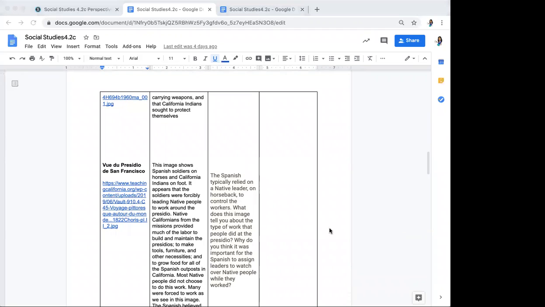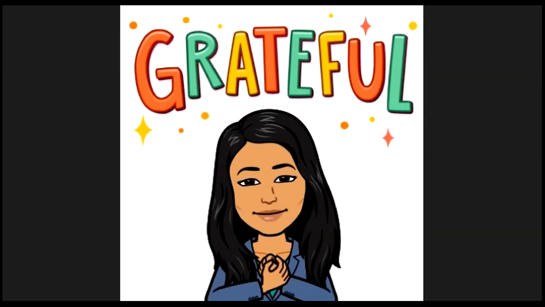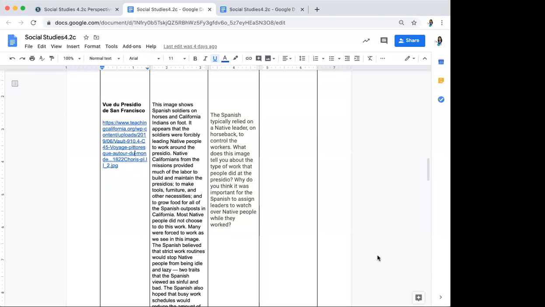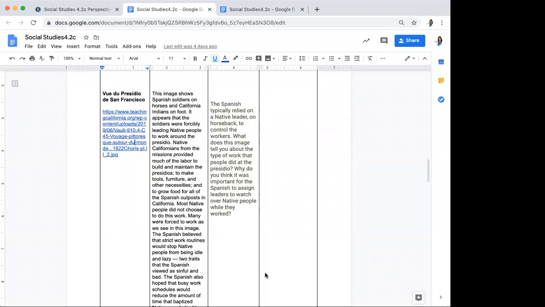So let me share this with you a second. Okay, so let's look at the document. When we're looking at this actual picture, we want to make sure that we answer these questions. What does this image tell you about the type of work that the people did at the Presidio? And why do you think it was important for the Spanish to assign leaders to watch over the Native people while they worked? So again, let's look at this picture.